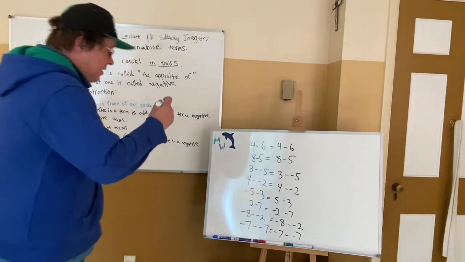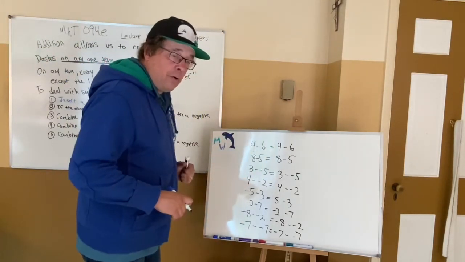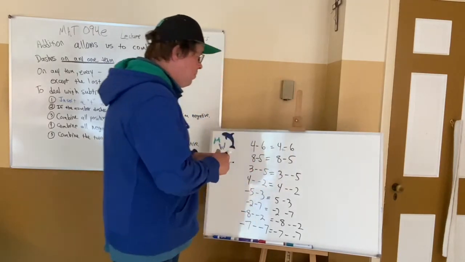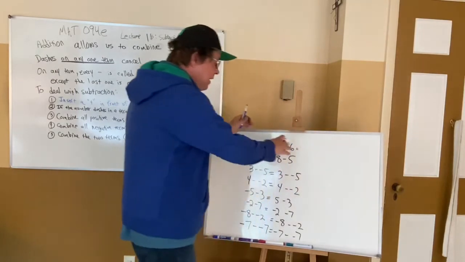So, let's get this stuff done. 4 - 6, called 4 minus 6. I heard minus, so I go 4 plus -6. That's 4 plus negative 6. And now I proceed to do the work of adding.